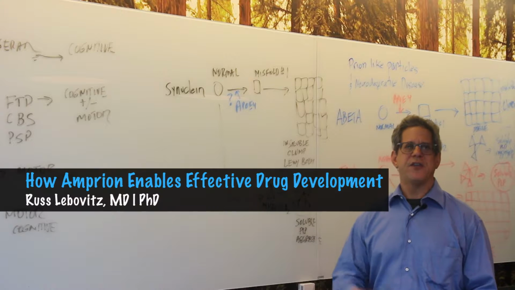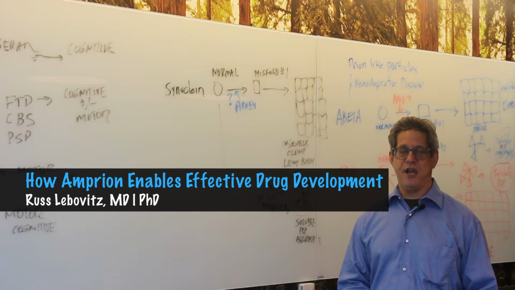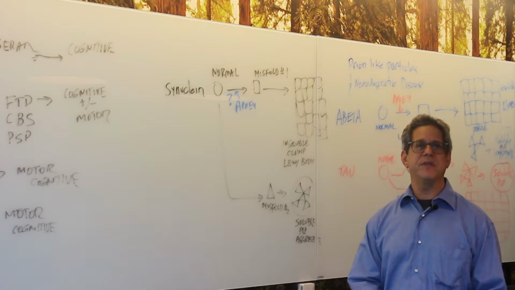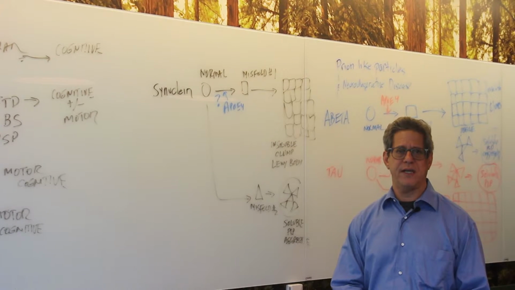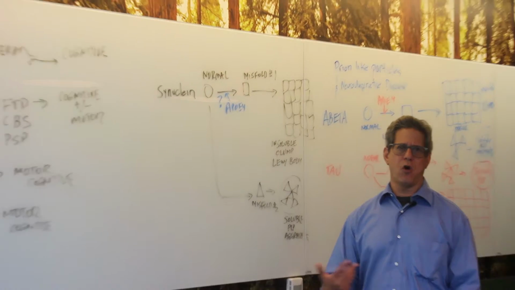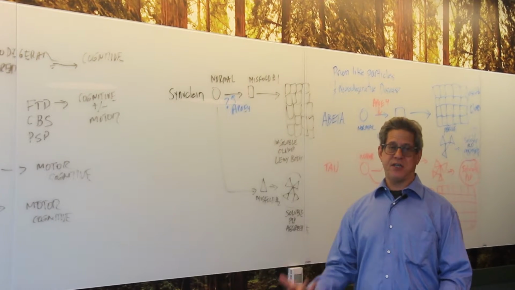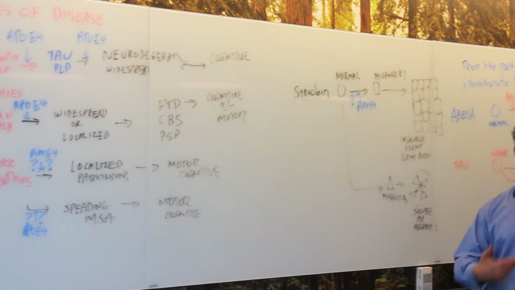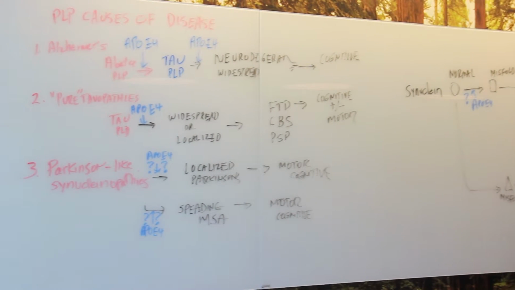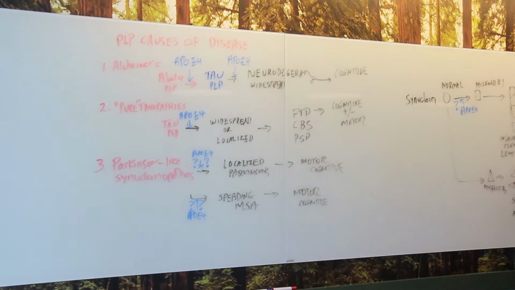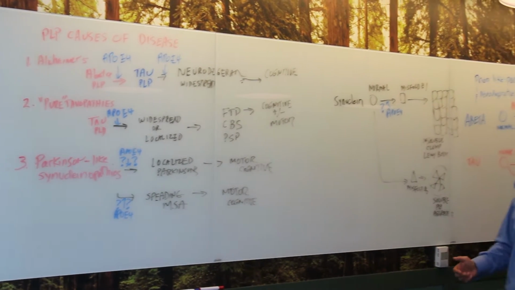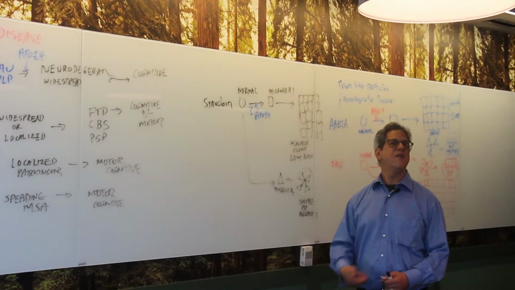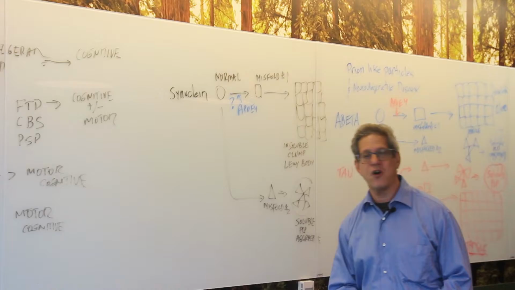So the question is that, given that the major neurodegenerative diseases are largely caused and maintained by the misfolding of normal brain proteins, what is Amprion's role in helping to detect and manage these diseases more effectively? And that role includes helping patients and their doctors understand who has which molecular defect, and helping drug companies to target those specific defects for the next generation of effective drugs.